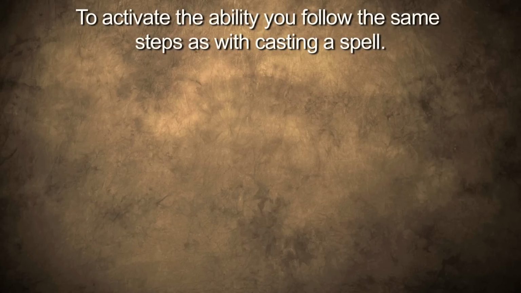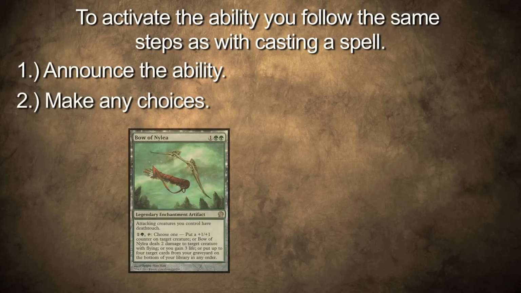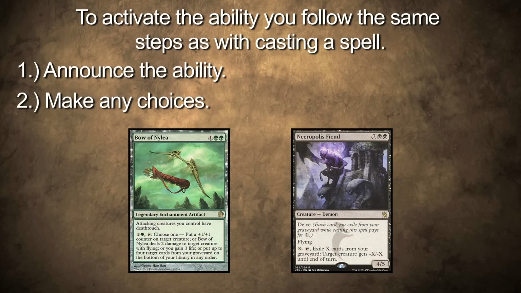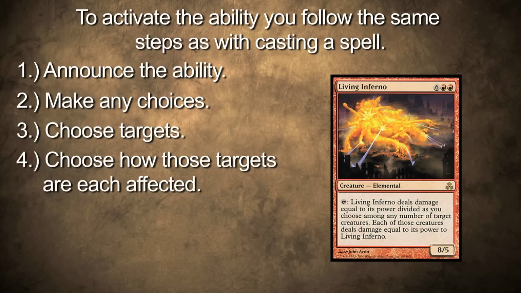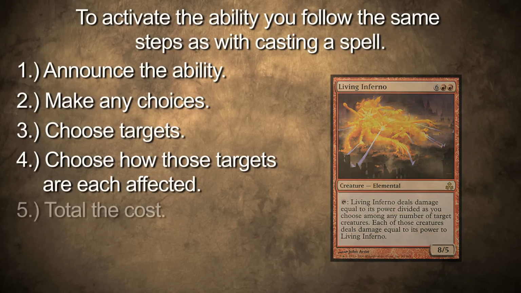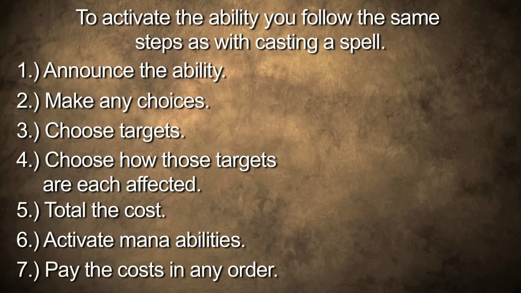To activate the ability, you follow the same steps as with casting a spell, in which you first announce the ability and place it on the stack. Second, make any choices for the ability, like modes, the value of X, or anything else that requires a choice about the ability that isn't a target. Third, you then choose the targets, and fourth, how those targets are each affected. Fifth, you total the cost. Sixth, you activate any mana abilities, and seventh, you pay the costs in any order.